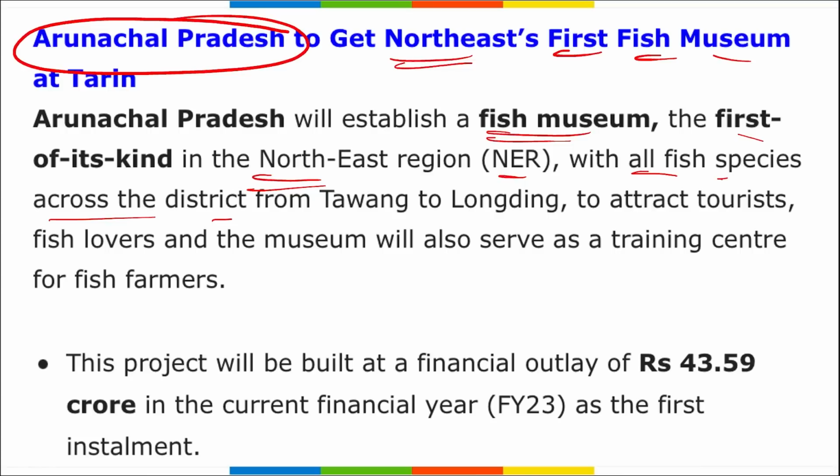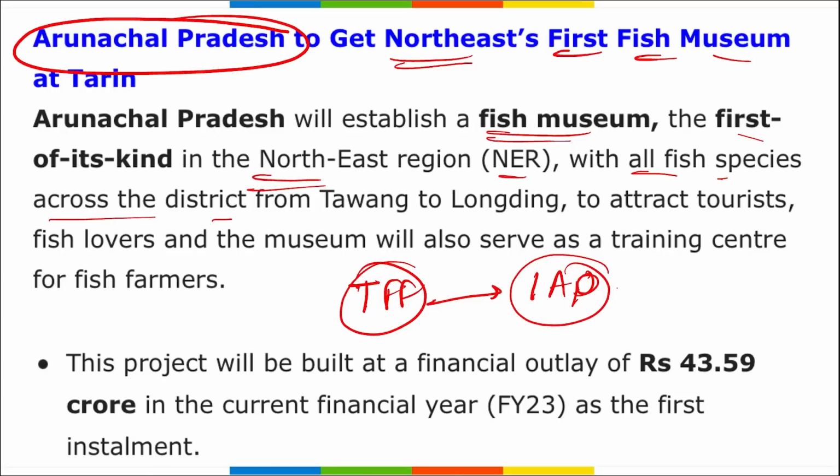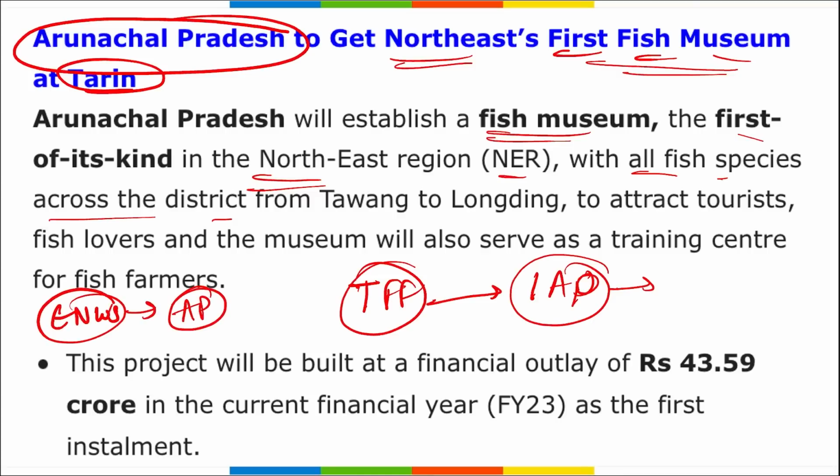Then here remember, in this there was a train fish farm that was existing, and this train fish farm has now been upgraded to an integrated aqua park, and in this integrated aqua park only, this first fish museum will be located at Taren, that is in Arunachal Pradesh. Who is the governor of Arunachal Pradesh? BD Mishra ji. Who is the chief minister of Arunachal Pradesh? Pema Khandu ji. Alright, then if I ask you Eagle Nest Wildlife Sanctuary, where is this located? This is also located in Arunachal Pradesh.